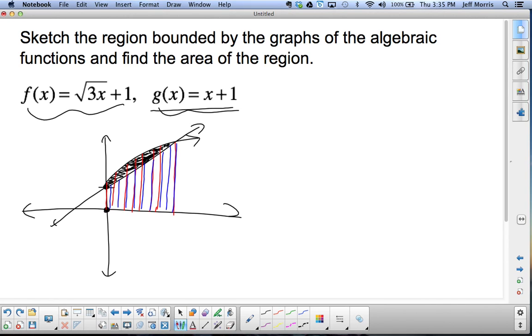So I'm going to take the definite integral, and it's going to be from here to here. So I need to first of all figure out where those two intersect. So I'm going to take the two functions and set them equal to each other. So I'm going to have the square root of 3x plus 1 equal to x plus 1. When I solve this, I'm going to get the x to one side, and I'm going to have to get rid of the square root. So let me first of all isolate the square root so I can square both sides.